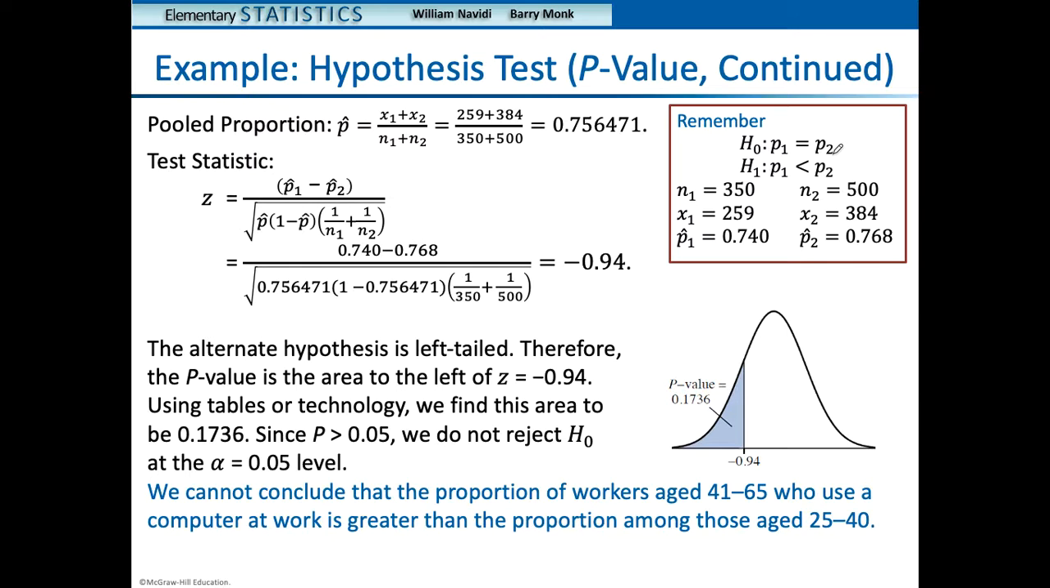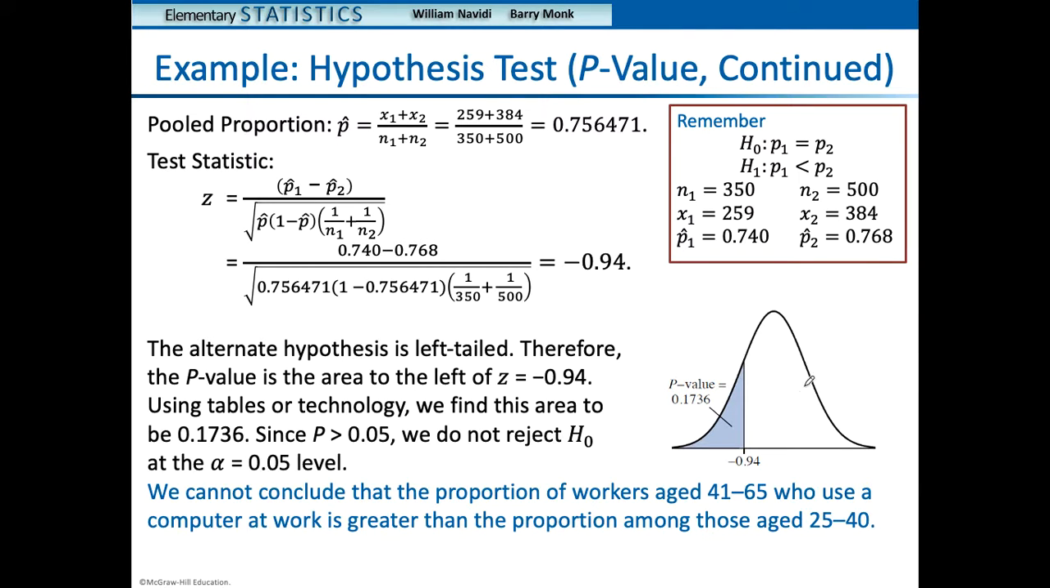Once you have your hypotheses established, then compute the test statistic, right? And we have to compute the pooled proportion separately by adding the x values, adding the n values, and dividing. So the pooled proportion is about 0.756471. In the formula for z, we've got p1 hat minus p2 hat. On the bottom, we've got p hat times 1 minus p hat times 1 over n1 plus 1 over n2. And that gives me a z value of negative 0.94.